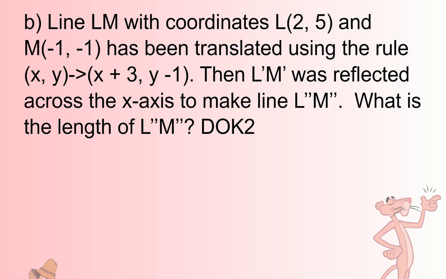Letter B. Line LM with coordinates L is 2, 5 and M is -1, -1 has been translated using the rule, and there we see the rule. Then L prime M prime was reflected across the x-axis to make line L double prime M double prime. What is the length of L double prime M double prime?